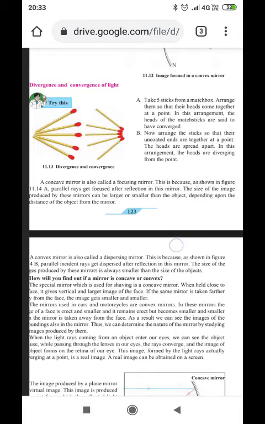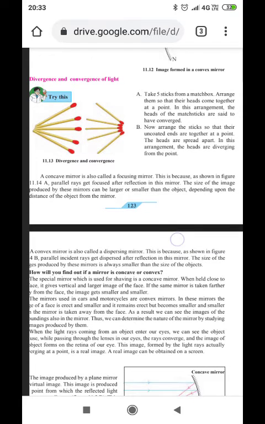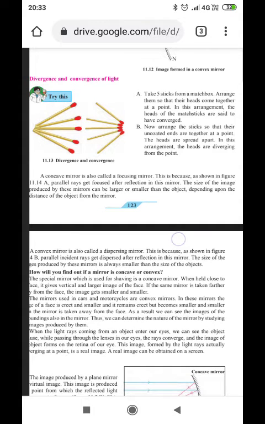So that is the second image where heads of the matchstick are coming together, so that is called as converged. Now consider B. Now arrange the sticks so that the heads uncoated ends are together. So you can see second part of that, the uncoated heads are together, and that is called as diverged.